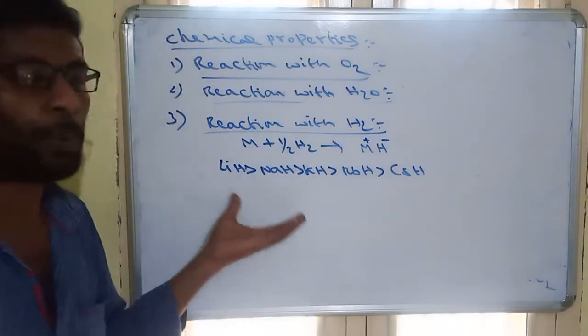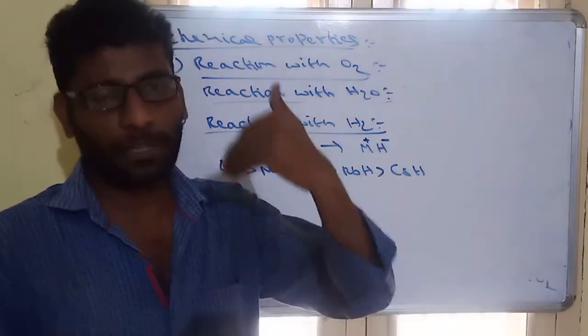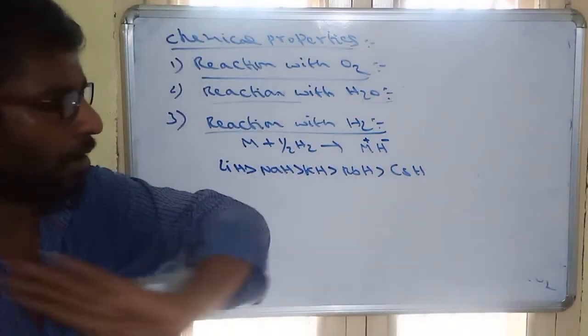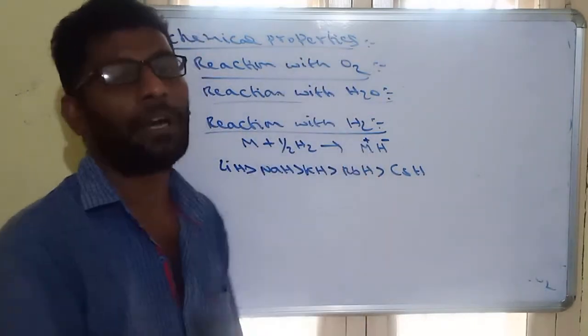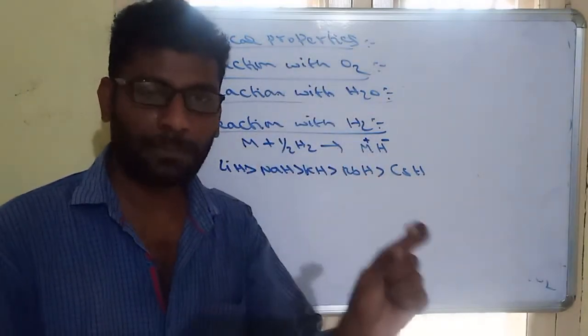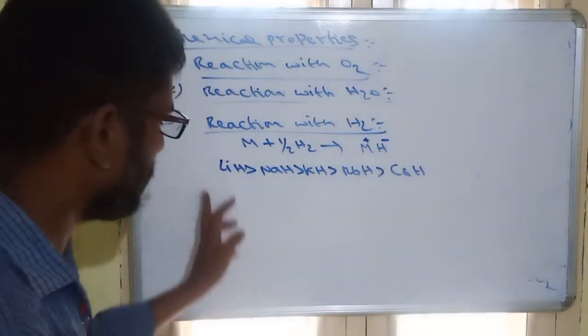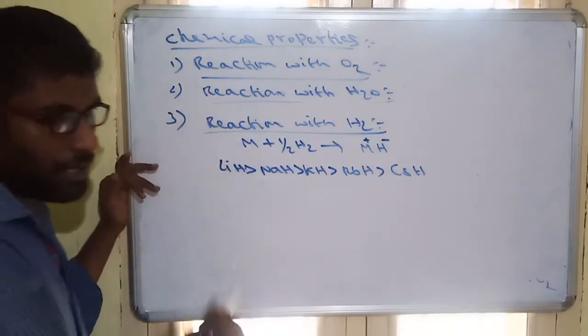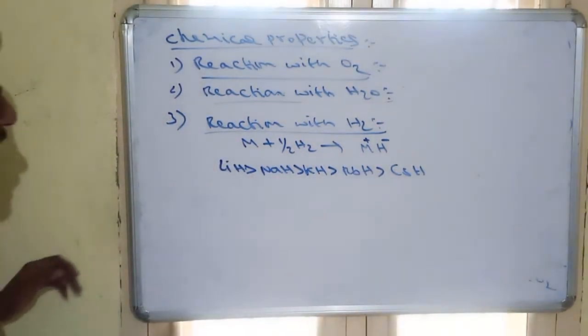Not only in this first group, for any hydride we take, whether second group, or groups 14, 15, 16, 17, in all groups hydride stability decreases from top to bottom, since hydrogen is small in size whereas the central atom becomes larger from top to bottom. Due to the increasing size of the metal, stability decreases. This is the order of stability of hydrides.